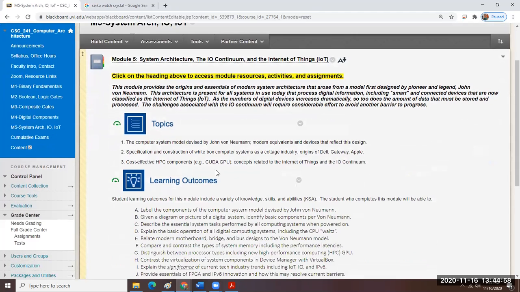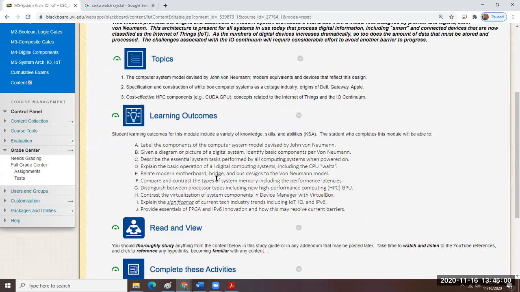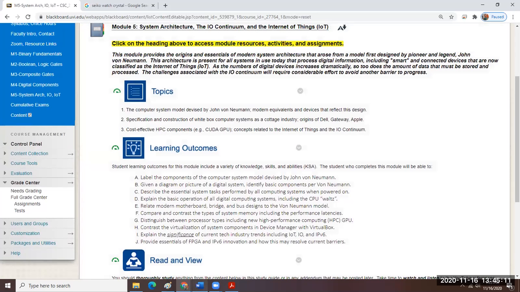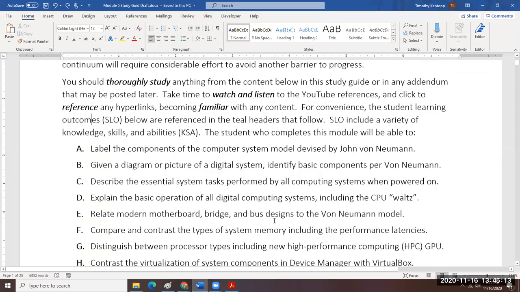And what we want to do is break this down and make it real simple. So what's going to happen is that we'll start with very basic concepts and then work our way down into more and more sophisticated concepts. So what I'd like to do is talk about the von Neumann model.